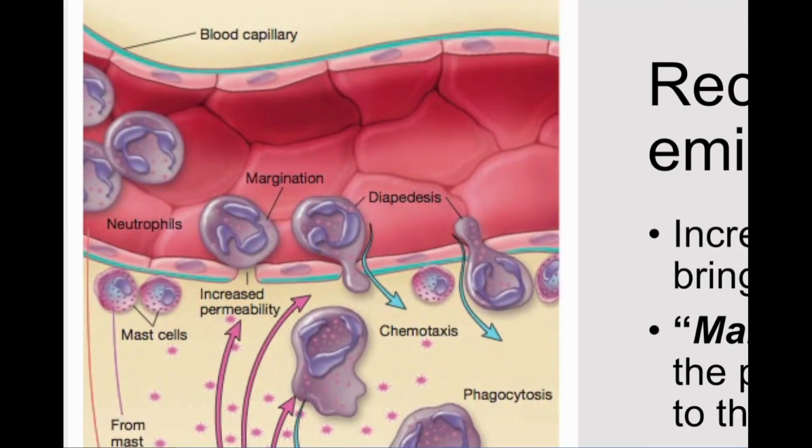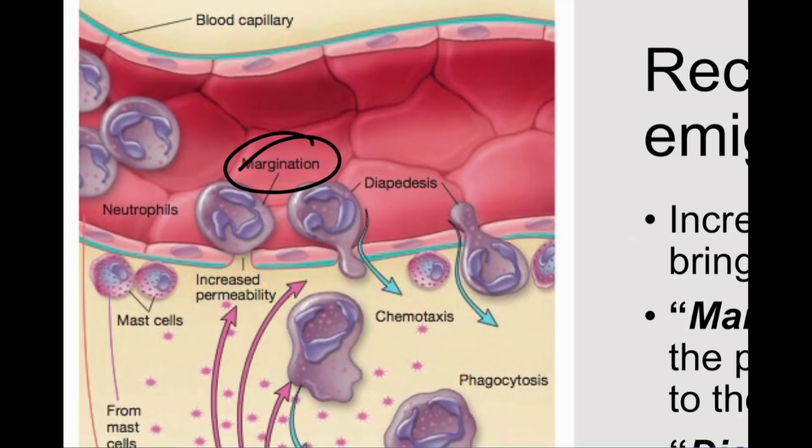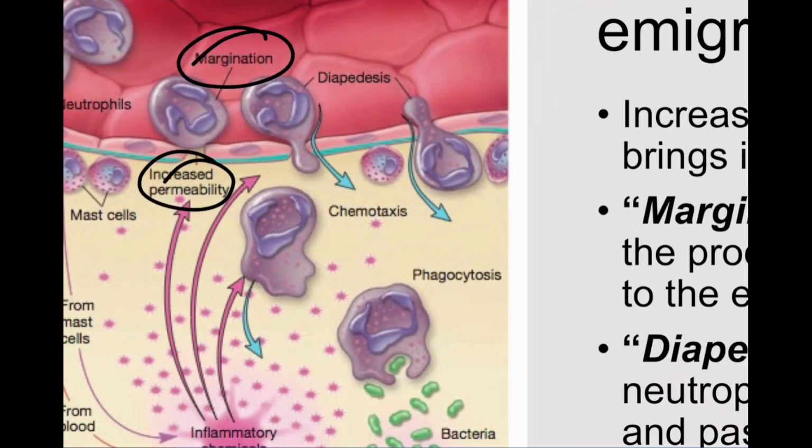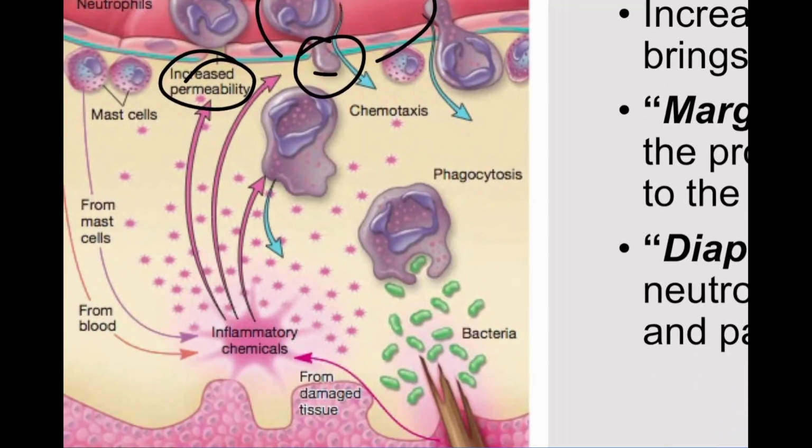So we get margination. These white blood cells start lining up along the endothelial wall to try and get squeezed out. And they do that, again, with increased permeability, causing diapedesis, which is the movement of the white blood cell out of the blood and into the interstitial space. So you see it getting squeezed out there and squeezed down into the interstitial space.